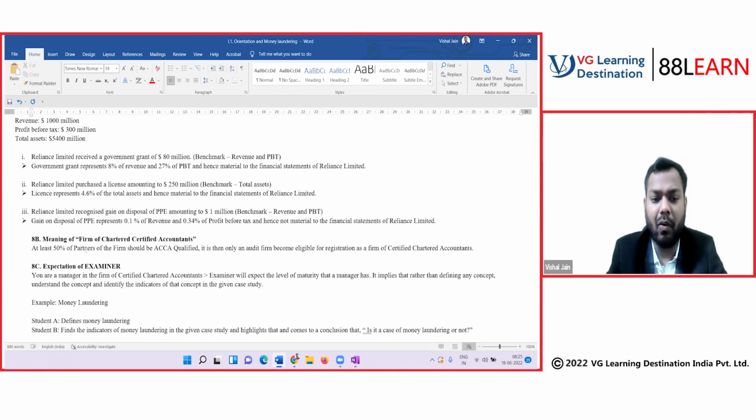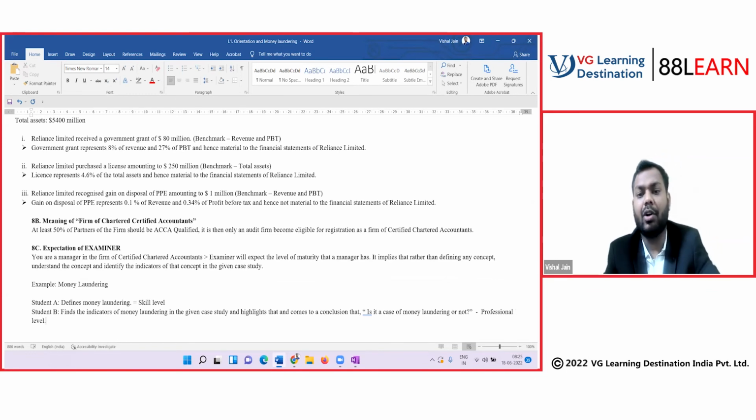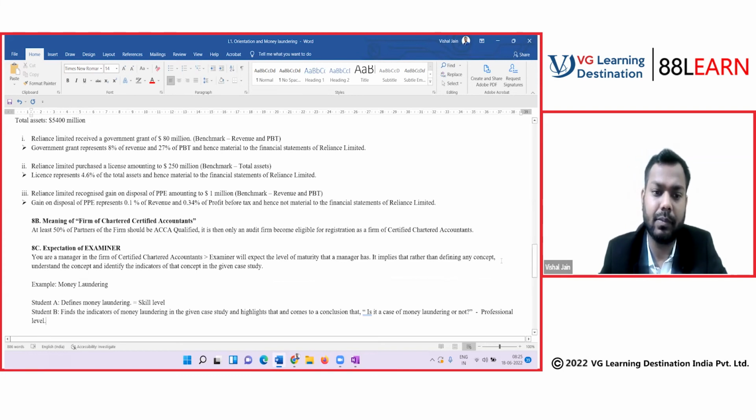Now, defining money laundering might be a skill level answer, but this is a professional level answer. And you are in which level? Professional level. So this is the professional level answer. So you're understanding how you have to draft your answers, guys? The expectation of the examiner, you are understanding, I believe.